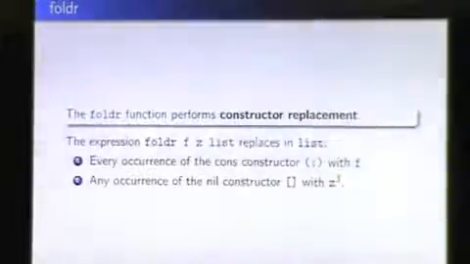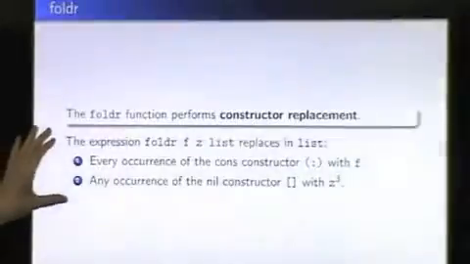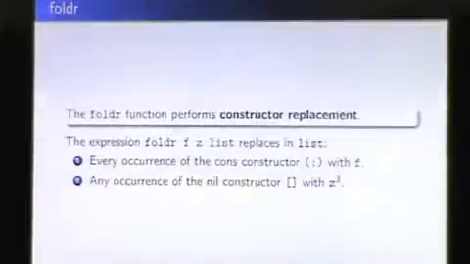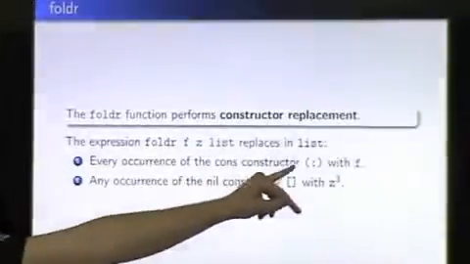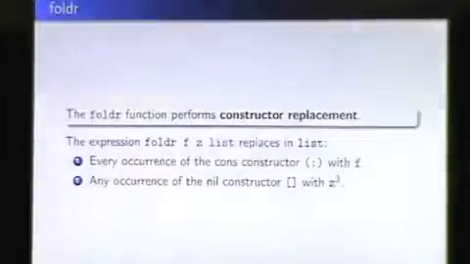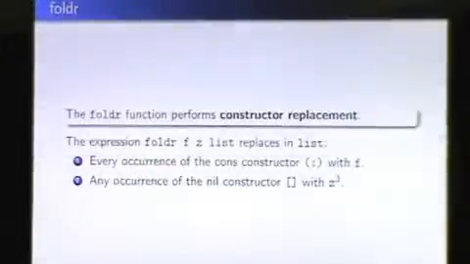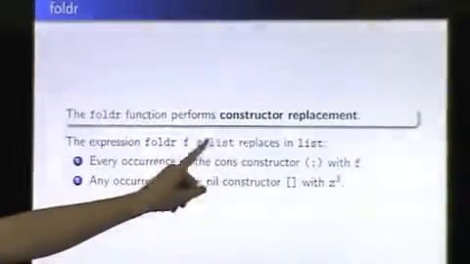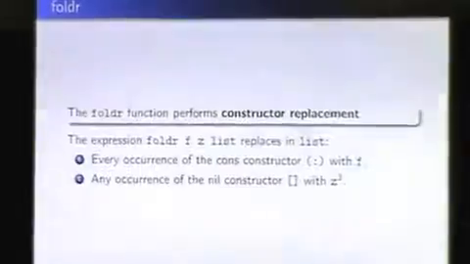So this is the thing that you probably can put in your head. It may seem a bit vague, but this is really all foldr does: it replaces every occurrence in a list of this cons constructor with F, and it replaces any occurrence of nil with Z. Okay, so it goes through this list, and anywhere there's a cons, it replaces it with F, and anywhere there's a nil, it replaces it with Z.